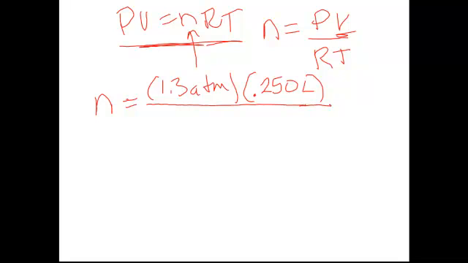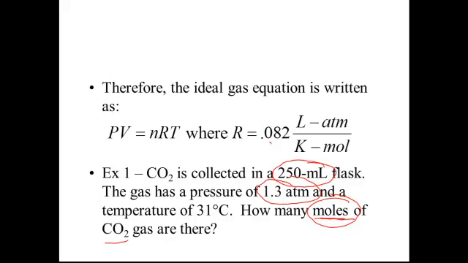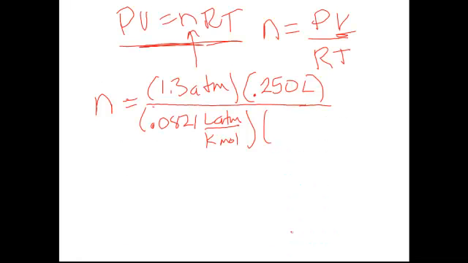divided by R, so 0.0821 liters atmospheres over Kelvin mole. And our temperature, which is in Celsius, take that away, 273 plus 31 is 304 Kelvin. Now, if we've done this correctly, we should be left with moles. Let's see if that actually happens.